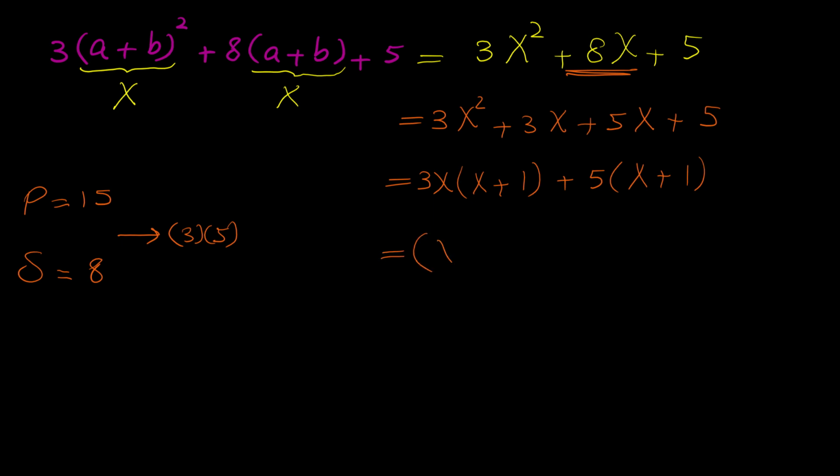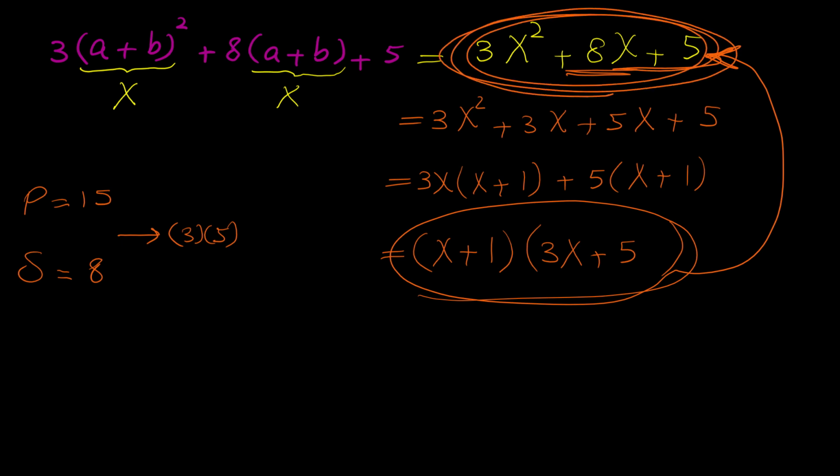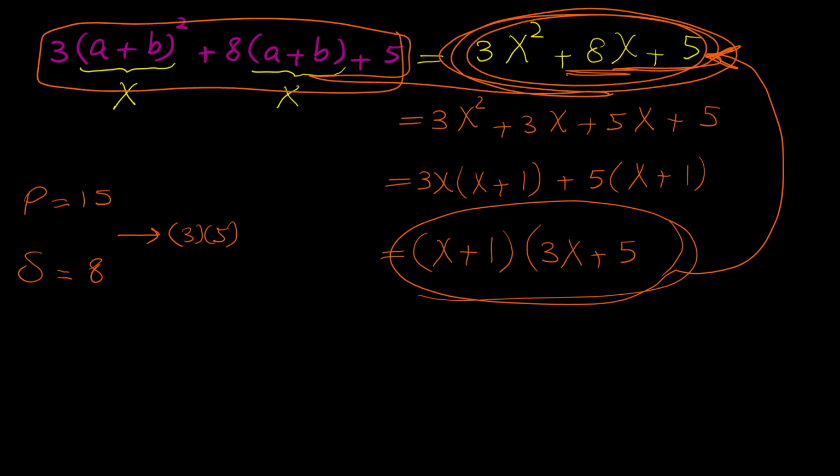X plus 1 is the common factor between these two expressions. We factor that, then we have 3x plus 5. This is the factored form of this expression. But is this our question? No, it was not our question.